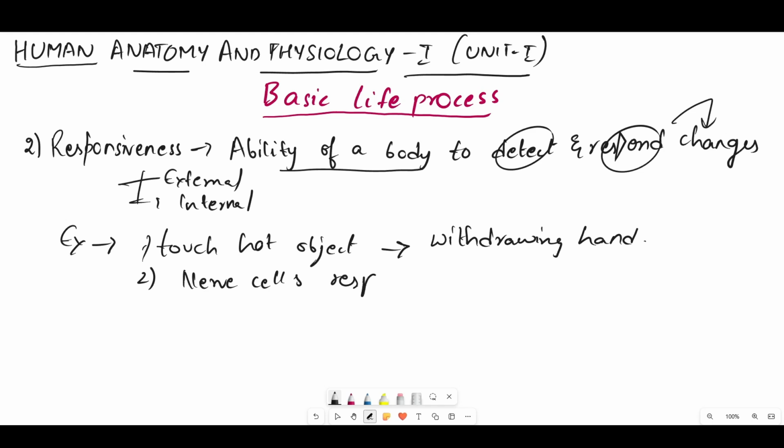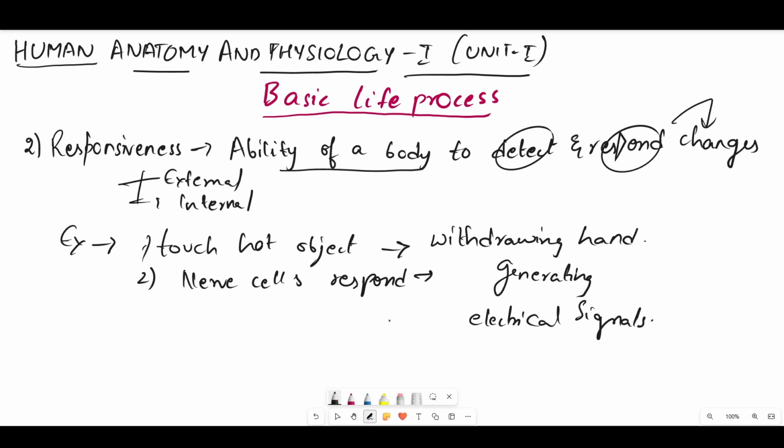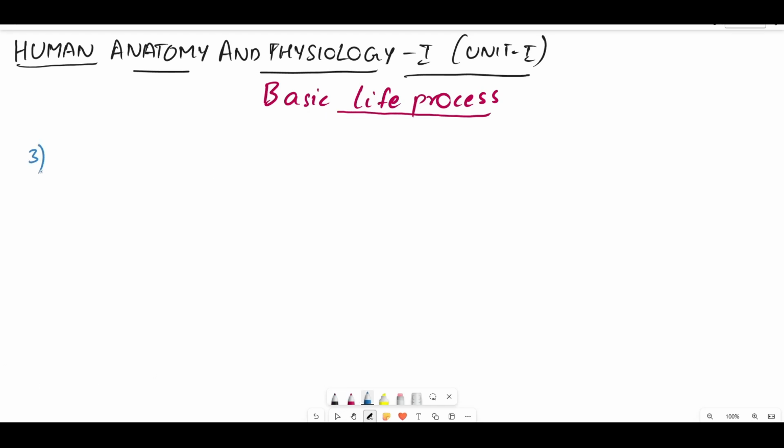You can also take another example, where nerve cells respond by generating electrical signals. That is about responsiveness. Coming to the third one, which is movement. Movement is nothing but the process of motion.